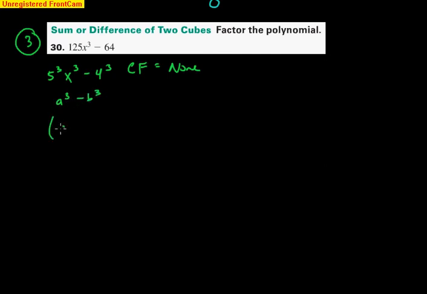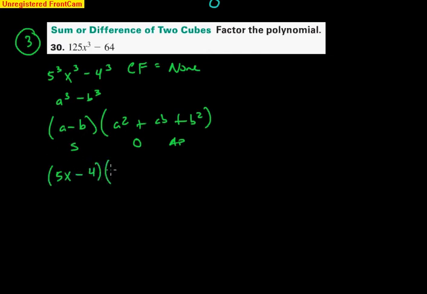A cubed minus b cubed, which is a minus b, a squared plus ab plus b squared. And remember, the signs are same, opposite, always positive. So in this case, a is 2 things, 5 and x. So when I see the a, I put a 5 and an x. Minus, b is 1 thing, it's a 4. So put a 4. 5x minus 4.